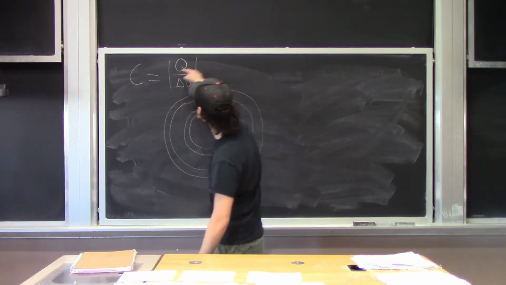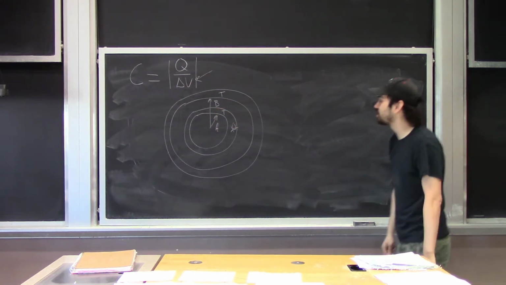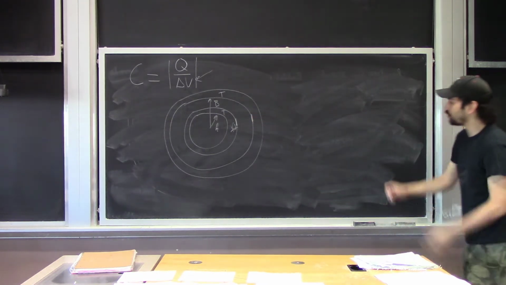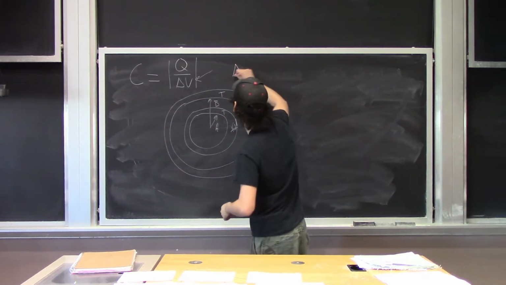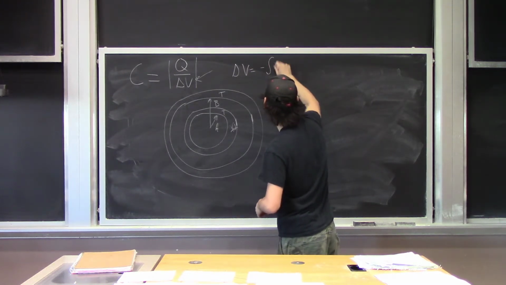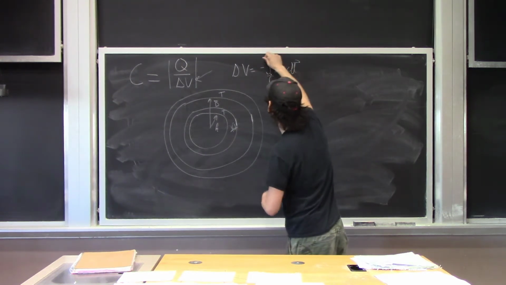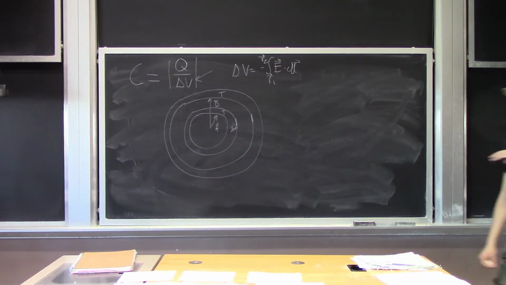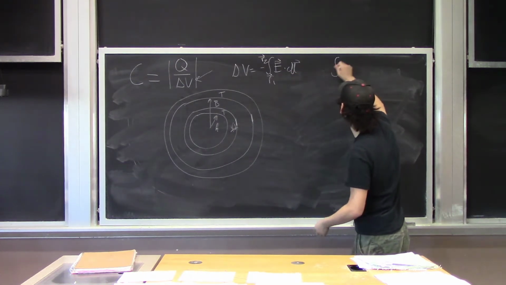So as I said, the first thing we want to do is write down this definition of capacitance, which tells us that we need the difference in electric potential ultimately between the two plates, or the two shells. In order to find this difference in electric potential, we can say delta V is going to be equal to the negative integral of E dot dl from some inner radius we can call R1 to some outer radius R2. From this equation we can see we need to know what the electric field is. So to find the electric field, we're going to apply Gauss's law.